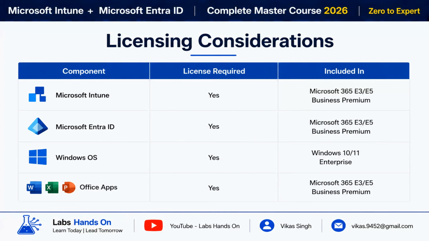So applications such as Word, Excel, PowerPoint, Outlook, and Teams are included in Microsoft Office 365 Business Premium, E3 or E5 plan basically. So these applications can be deployed, updated, and managed directly through Microsoft Intune. So this gives administrators centralized control over the productivity software also.